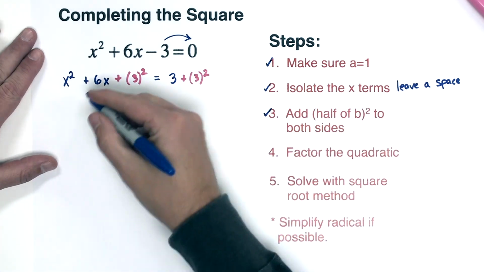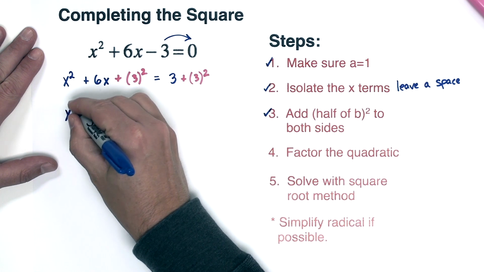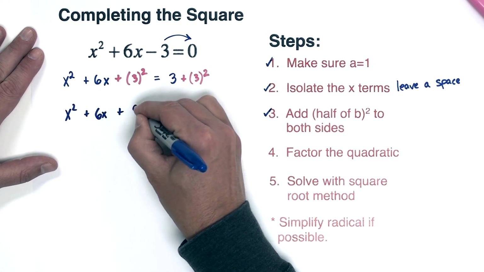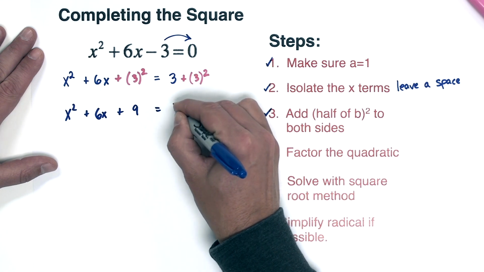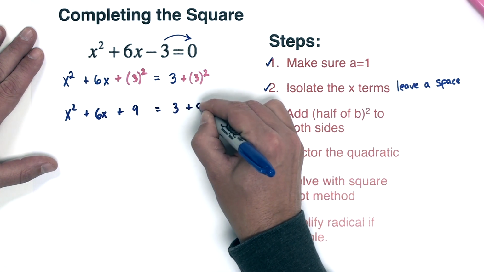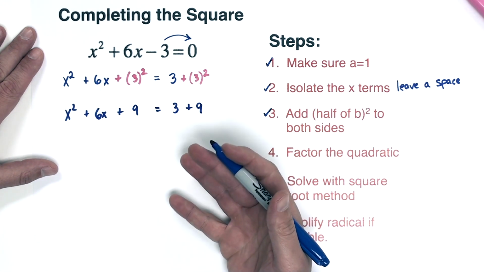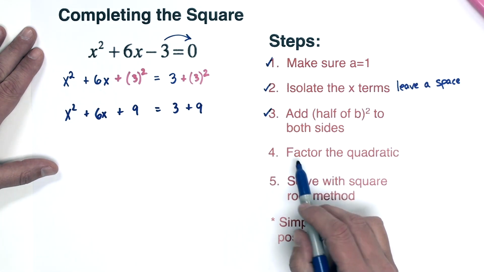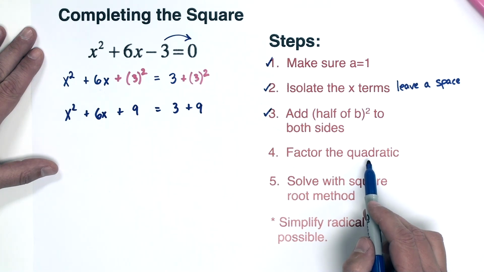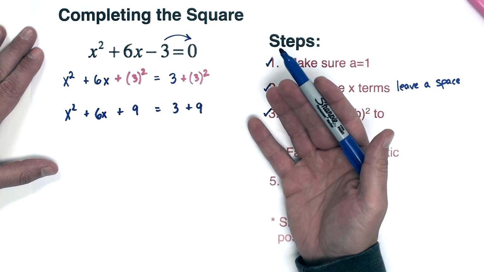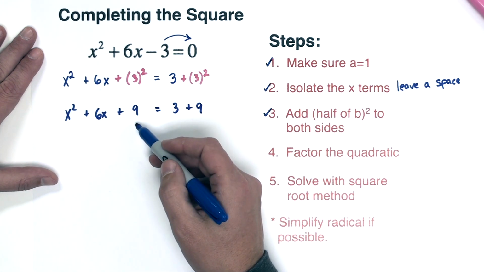Now, if you want to rewrite that step, we could write it as x squared plus 6x plus 9 equals 3 plus 9. So I can just change the 3 squared to its value 9. Now, I'm going to factor the quadratic. So what started out in the beginning was a problem that couldn't factor. I now have a problem that can factor.